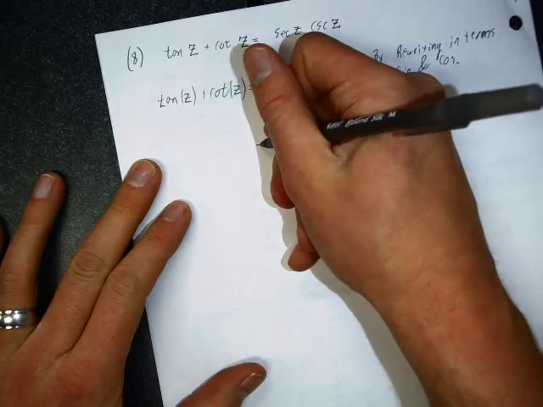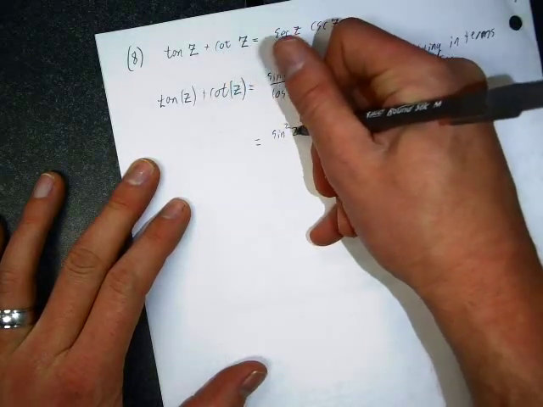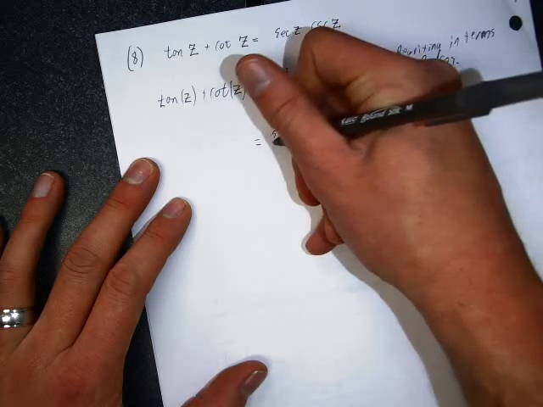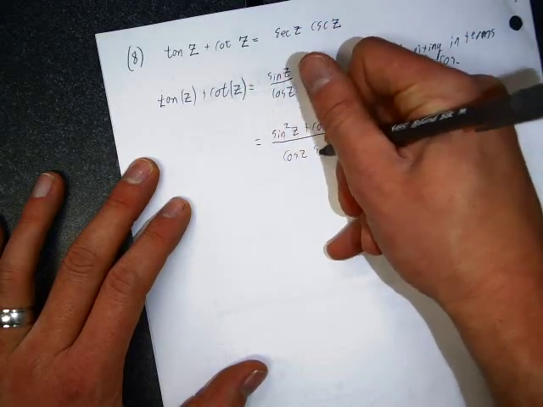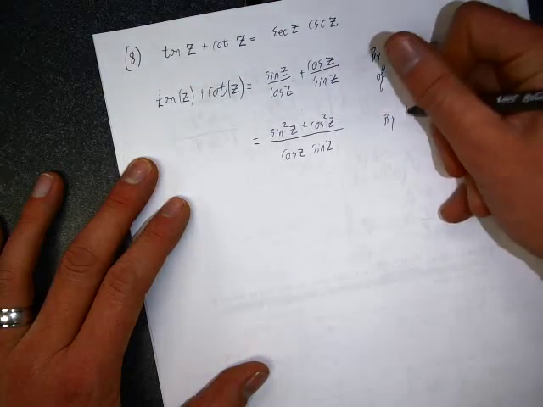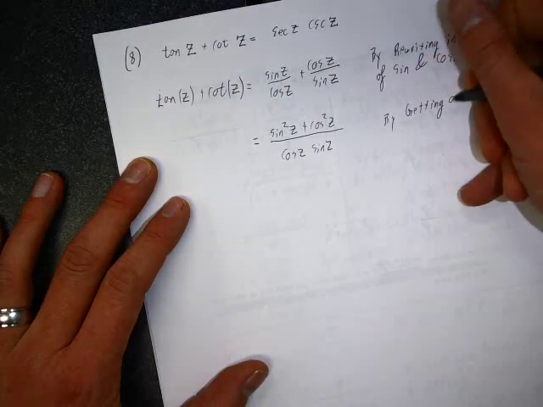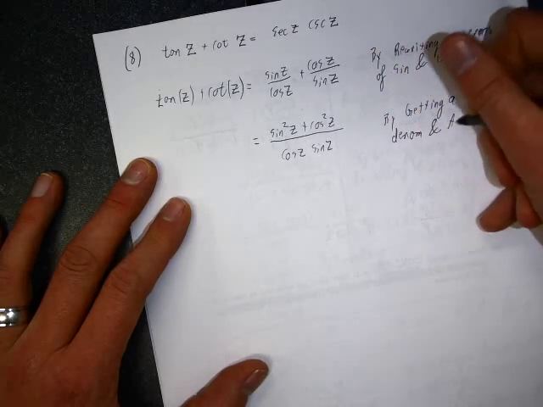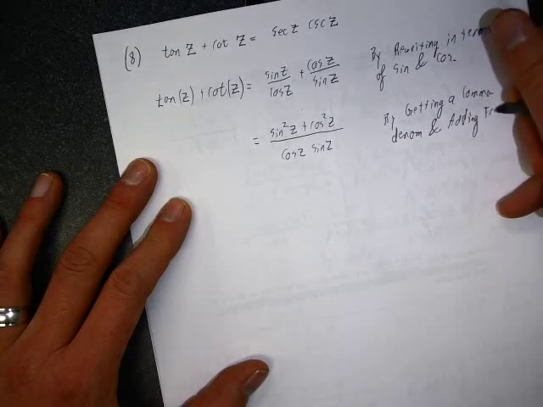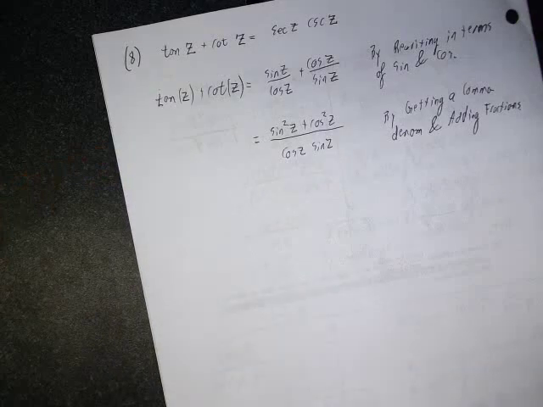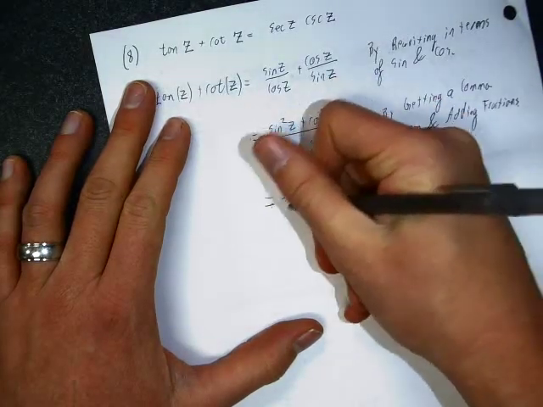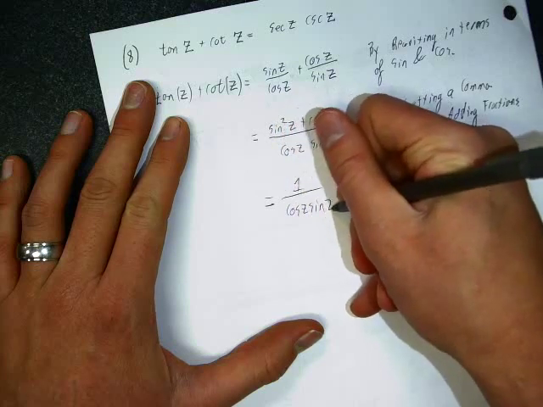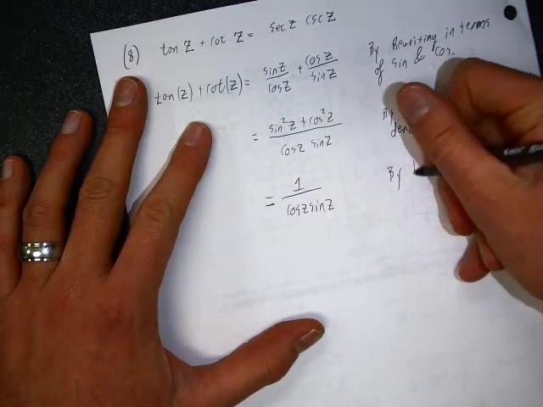Mm-hmm. So I'll get sine squared z plus cosine squared z divided by cosine z sine z by getting a common denominator and adding fractions. Cool. What next? Sine squared z plus cosine squared z is 1. The numerator is equal to 1 over cosine z sine z by Pythagoras.